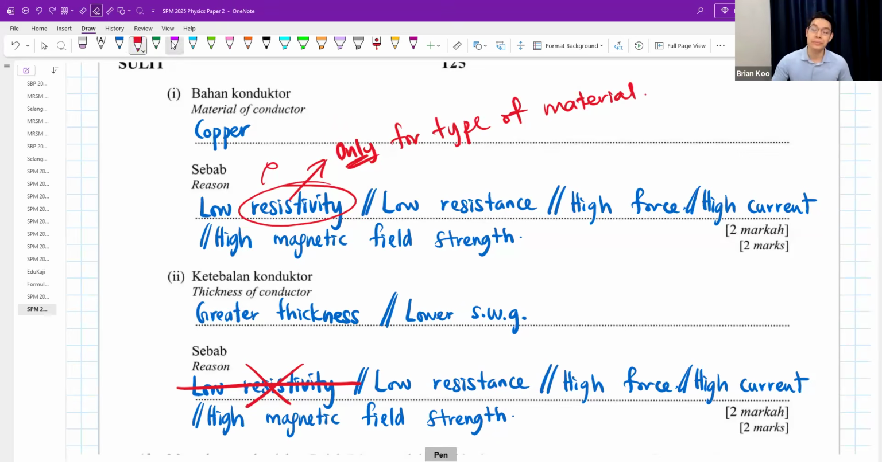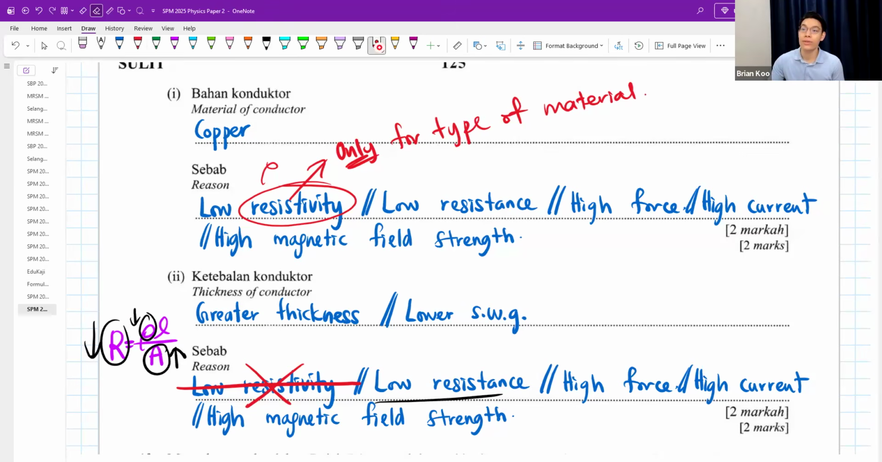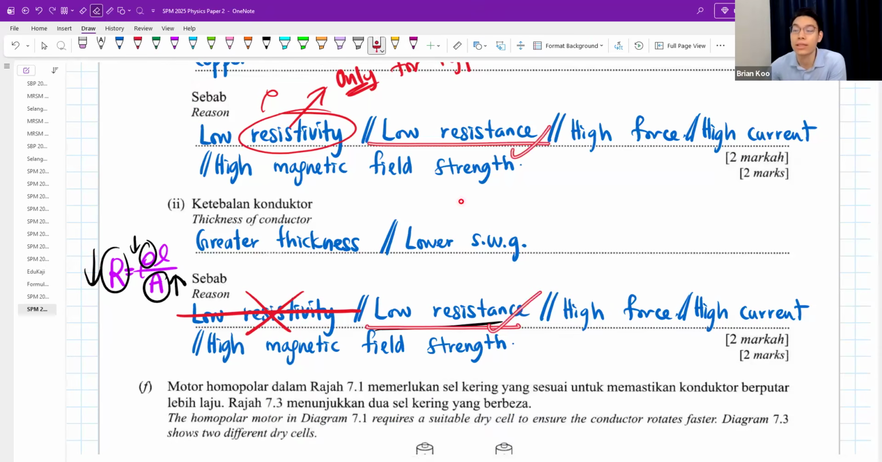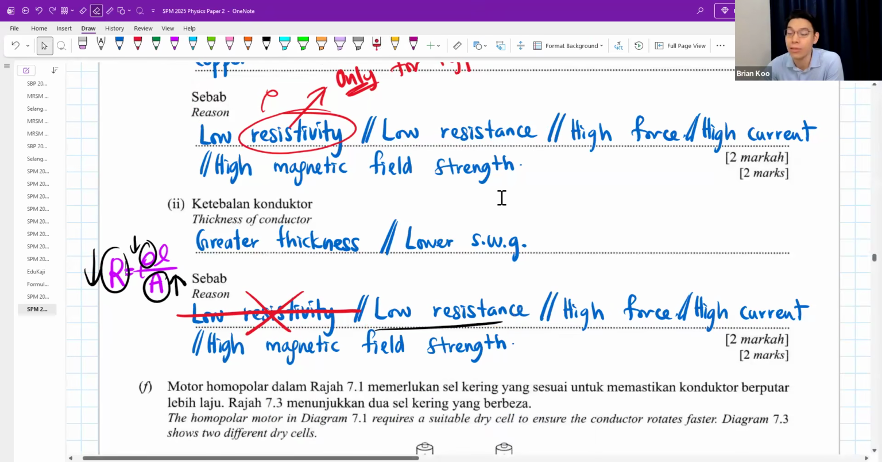And also, by the way, thickness is talking about this area. If your area is big, thicker wire, big area, then resistance will be small. Same thing, if your resistivity is low, like for copper, then your resistance also will be low. Teacher, can I write both, low resistance, low resistivity? Can. You'll be marked correct. No problem.